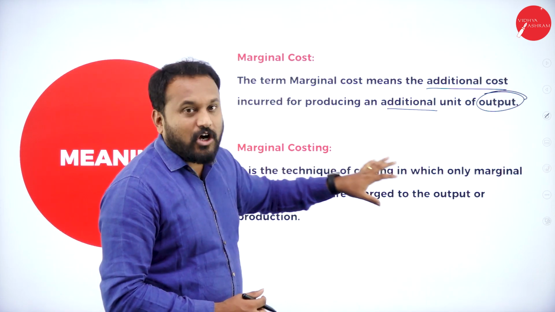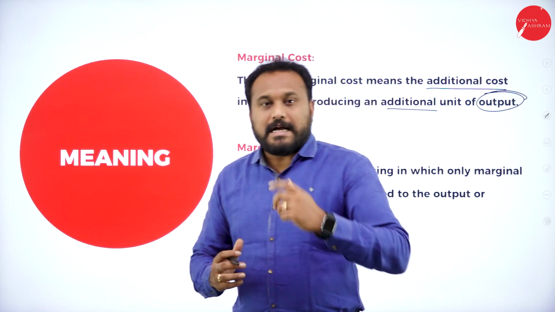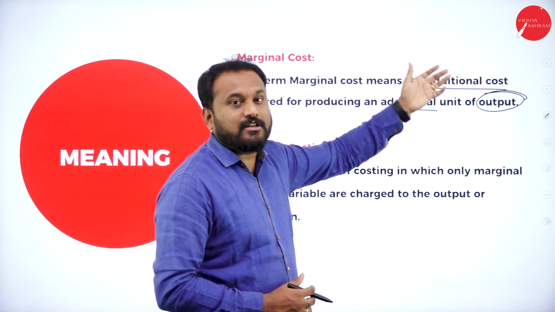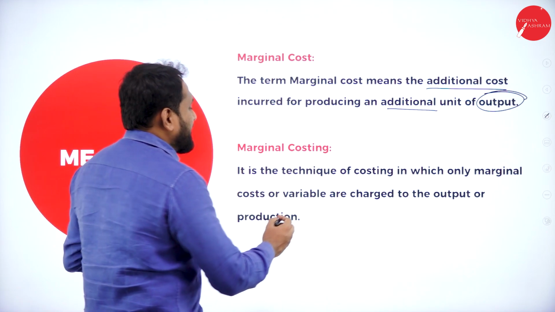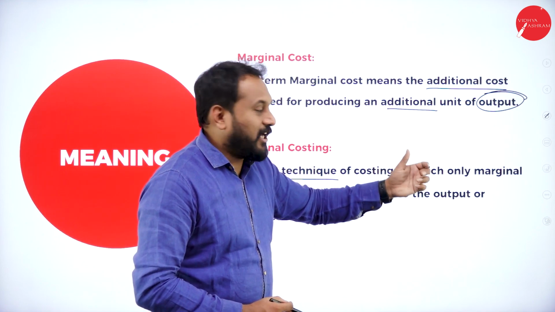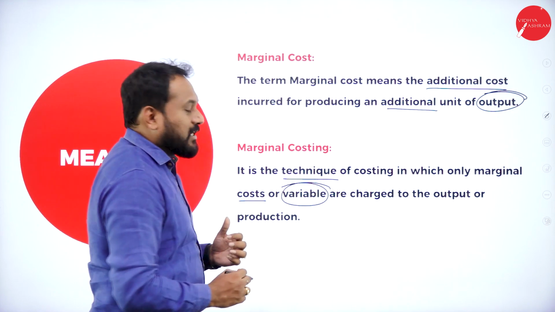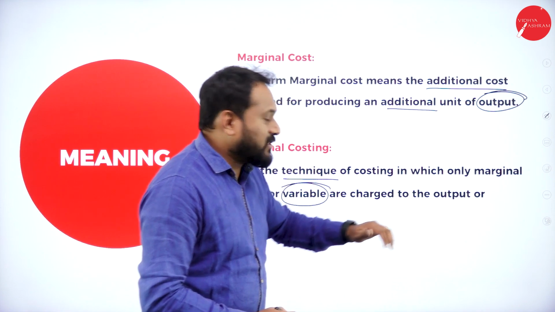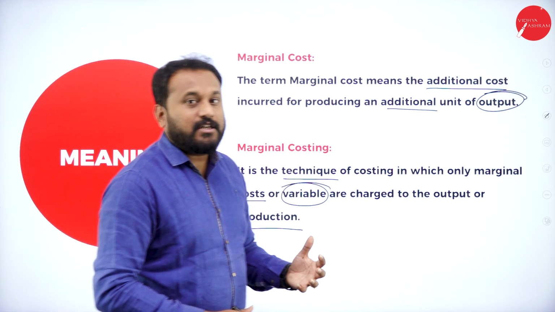Next is marginal costing. What exactly do you mean by marginal costing? Marginal cost, I told you, is for one additional output, how much is the additional cost. Now marginal costing is a technique. Marginal costing is a technique of costing in which only marginal costs are charged to the output or production. Marginal cost is also called the variable cost. That is called marginal costing.